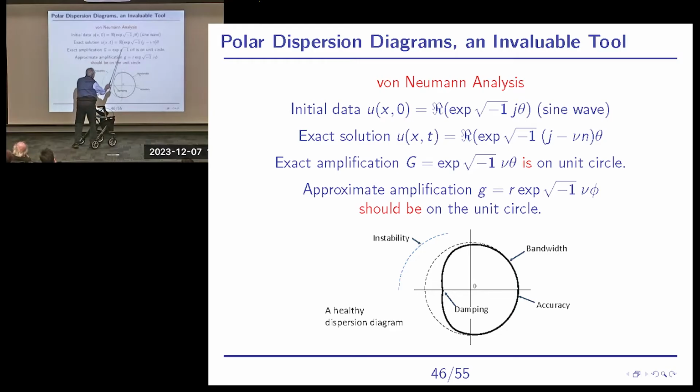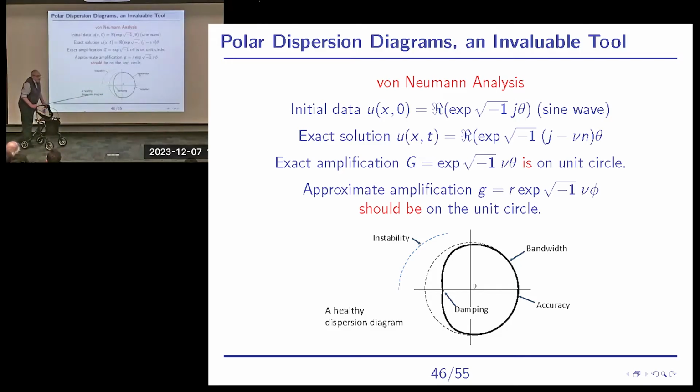Now, the exact amplification is on the unit circle. And so the approximate amplification should be on the unit circle, but of course it never is. But you learn a lot from looking at this so-called polar dispersion diagram. It always includes this point here. This point says that theta equals 0. The frequency is 0. This is a constant signal, and it is not amplified or dissipated. So the point (0, 1) should always be on the curve. Then it follows the unit circle for a while, and how closely it hugs the unit circle is what we call accuracy.